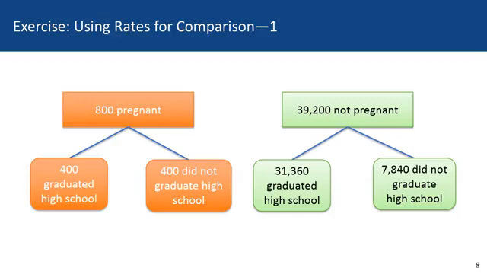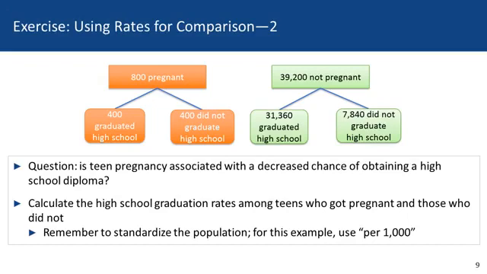Using rates will allow us to better compare these two populations. As you can imagine, looking at the numerators as they are presented here is actually quite difficult to compare. Let's see what happens when we use rates. Our question of interest is, is teen pregnancy associated with a decreased chance of obtaining a high school diploma? To answer this question, take a moment to calculate the high school graduation rates among teens who got pregnant and among those who did not get pregnant in 2012. Remember to standardize your population. For this example, use a standardized population of 1,000 individuals.